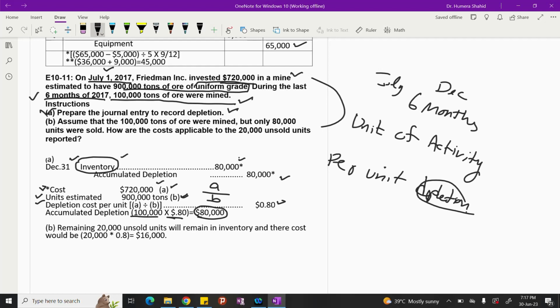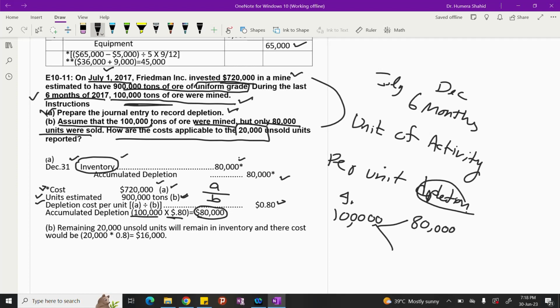Part B says to assume that 100,000 tons of ore were mined. Yes, we said 100,000 units were mined, but only 80,000 were sold. So how are the costs applicable to the 20,000 unsold units? See here, you mined, meaning you extracted, 100,000 units. We extracted and put these units in our inventory, and the cost was $80,000. Out of these 100,000 units, we sold 80,000 units. So where do they go? They go to the cost of goods sold account.